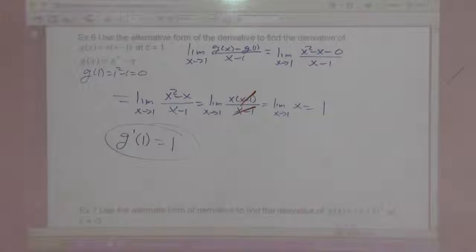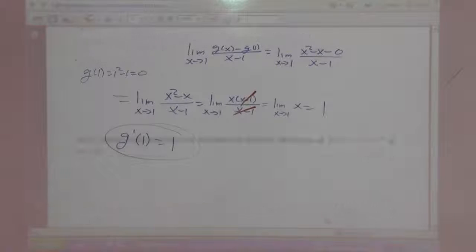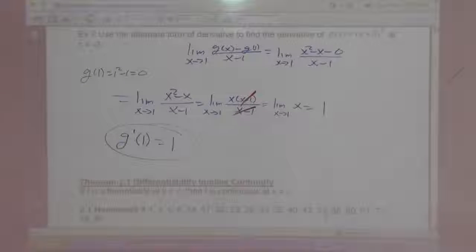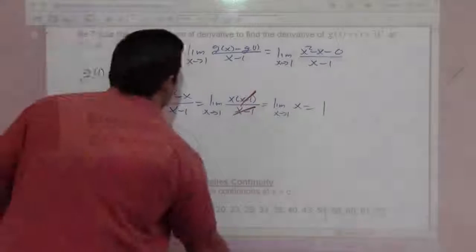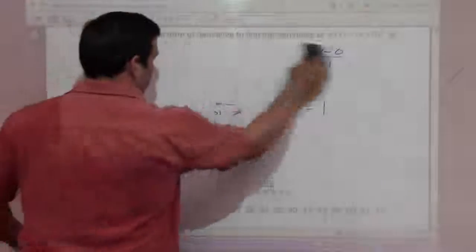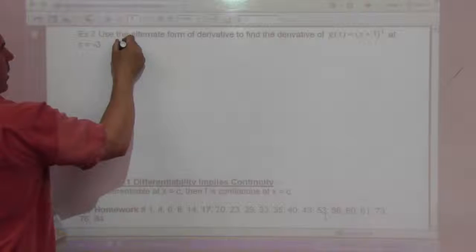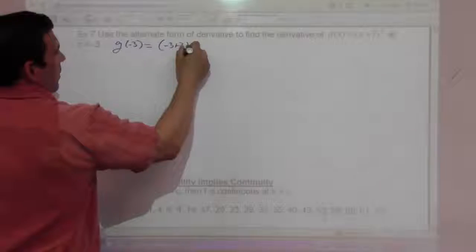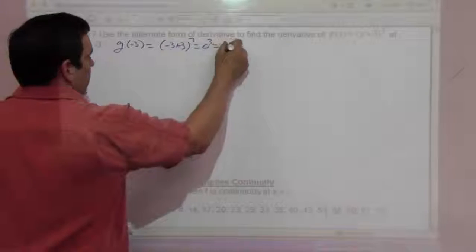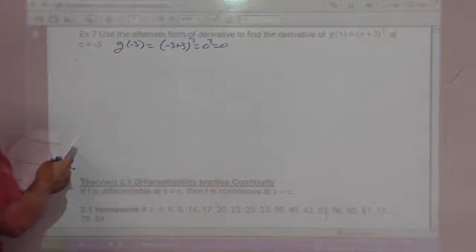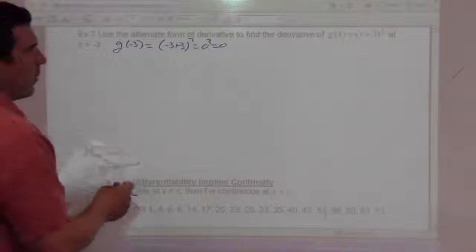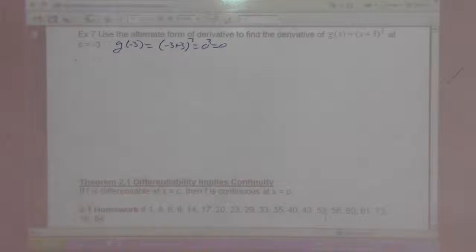Okay, go ahead and pause if you want to. I'm going to go on to the last problem. Use the alternate form of the derivative to find the derivative of g of x equals x plus 3 to the 1/3 power at c equals negative 3. So right off, g of negative 3 is going to be negative 3 plus 3, which is 0 to the 1/3, which is 0. Oh, that's the 1/3 power, not 3. That's 1/3, okay.